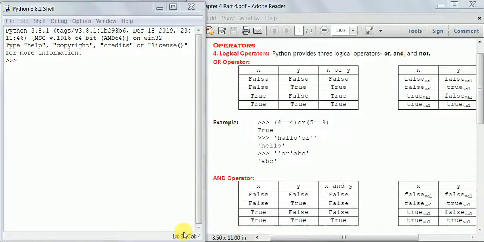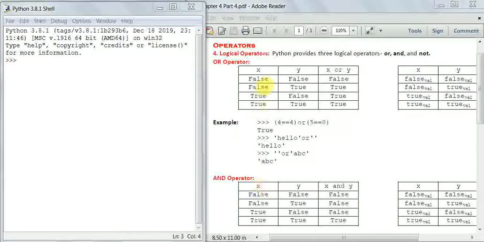In this tutorial we are going to practically learn about the different logical operators. Here you have the OR operator and the AND operator. You can take OR as a sum and AND as a product. You can take the false values as 0 and the true values as 1.